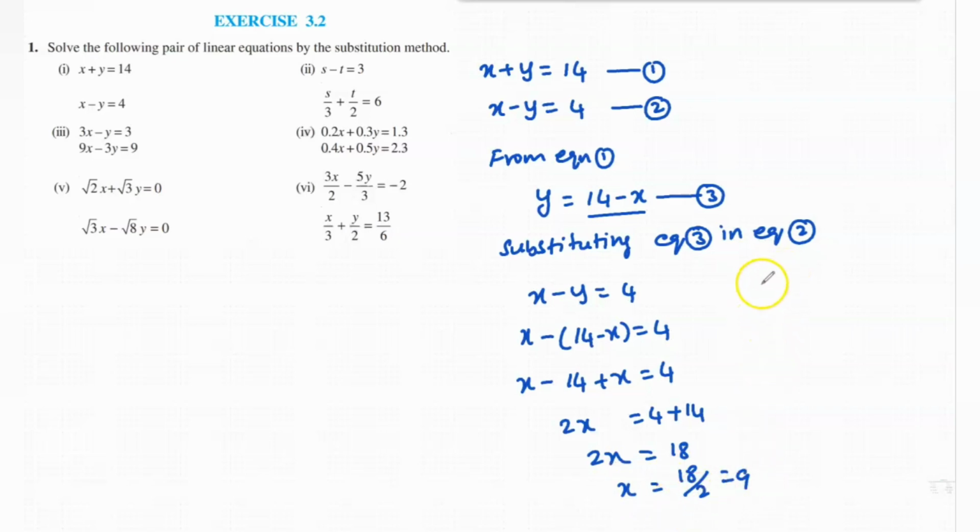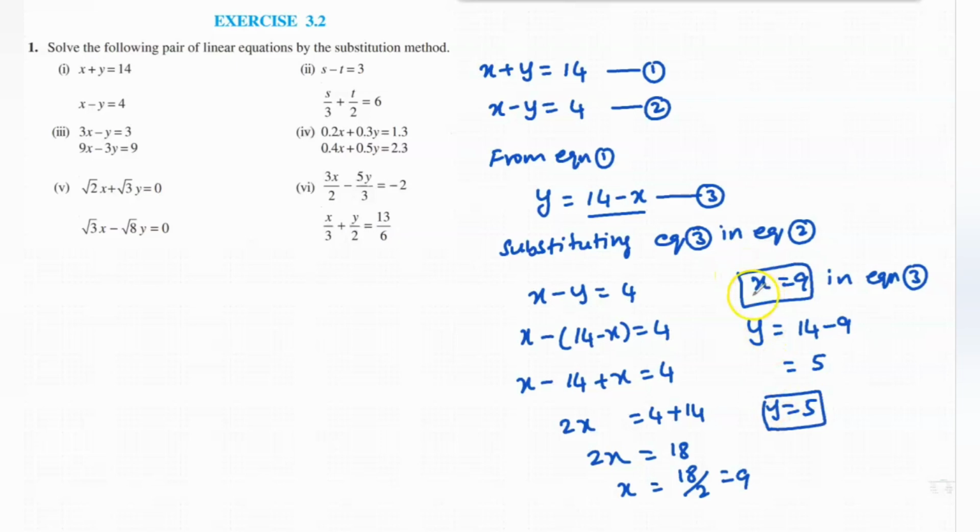Now this x equal to 9 we substitute in equation 3. Substituting x equal to 9 in equation 3, we will get the y value. y is equal to 14 minus 9, which is 5. So therefore y is equal to 5. So we got x is equal to 9 and y is equal to 5. Let's go to the second.